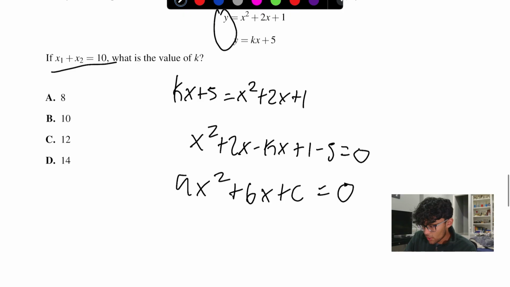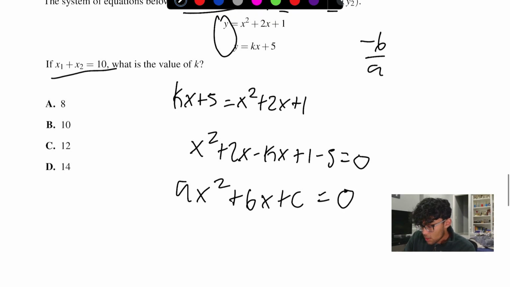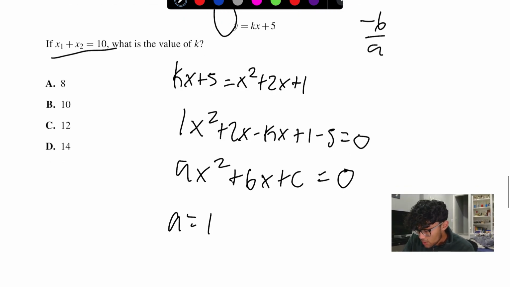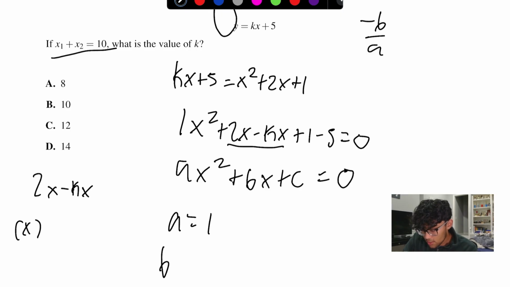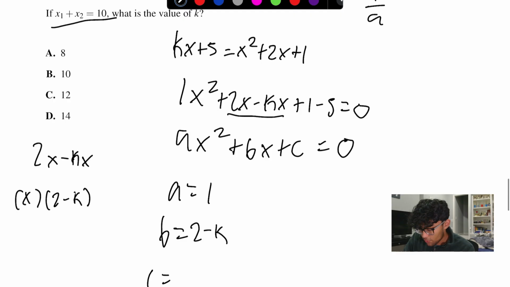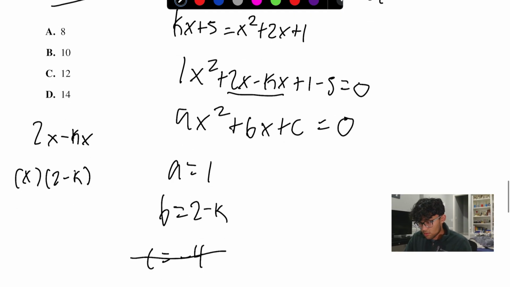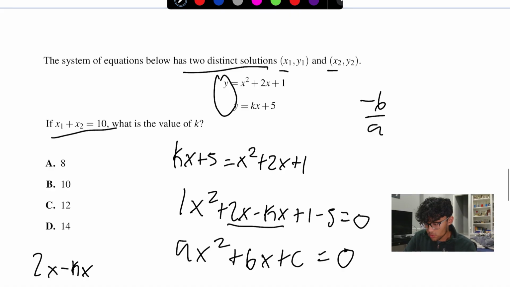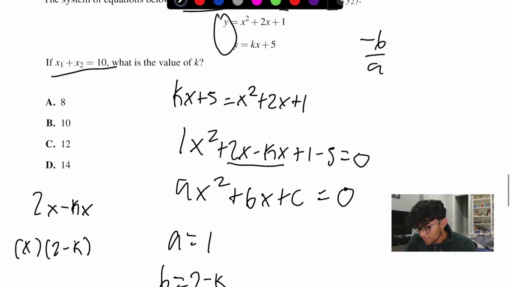So this allows us to utilize that negative b over a formula. So in this case, a is equal to 1 because this is essentially the same as 1 x squared. B is, well, okay, there are two terms that have x: 2x minus kx. So what you can do is pull out an x and say x times 2 minus k, right? These two are mathematically equivalent. So b is equal to 2 minus k, and then c is equal to 1 minus 5, which is negative 4. We don't really need c for this question because it's asking for the sum of solutions, and the sum of solutions is negative b over a.